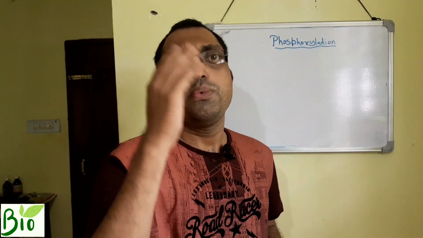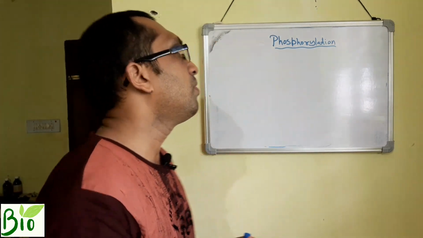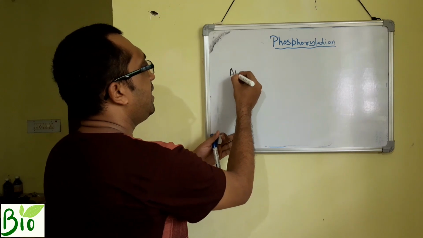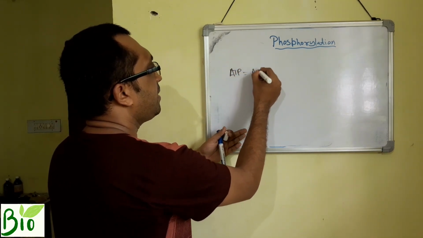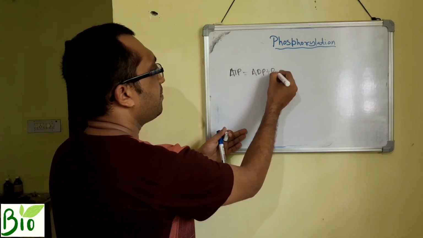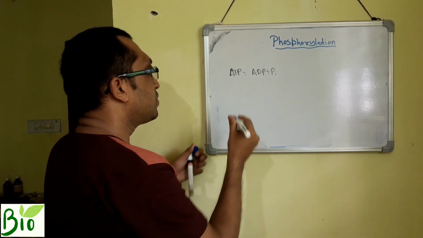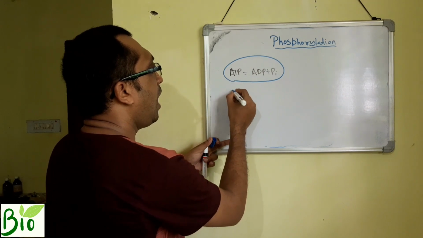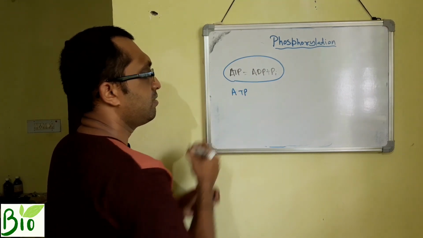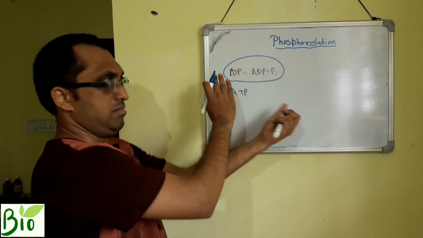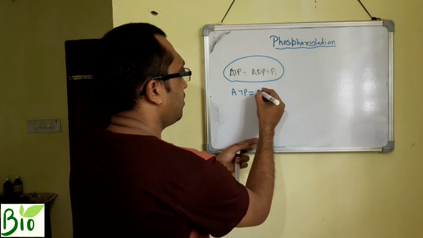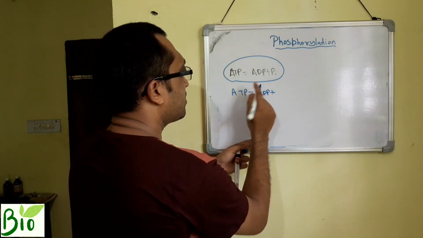This was a huge request from my students: show us why, when ATP breaks, we get ADP plus Pi. I have shown them. So now we will see how ATP is formed, just the reverse: ADP plus Pi.